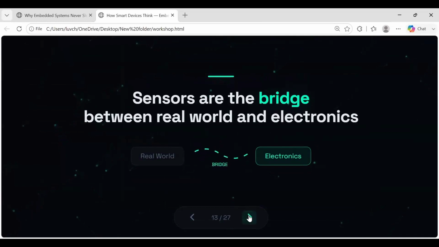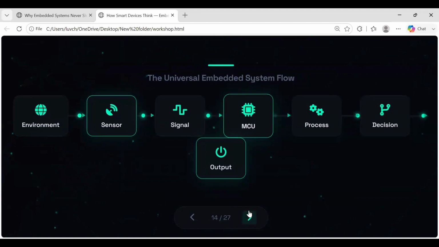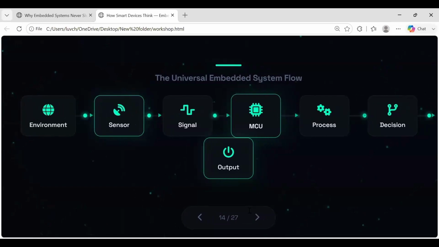So sensors are the bridge between the real world and electronics. You can see the real world gives signals through sensors to your main heart, the microcontroller, right? Let's move further. So this is the complete path. You will now understand the completion in terms of the whole embedded system life cycle. The environment gives a signal, and that would be converted by your sensor for the microcontroller.